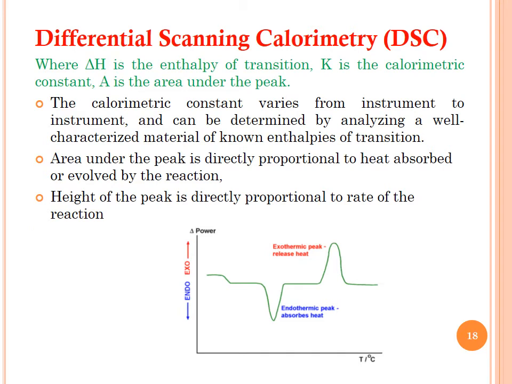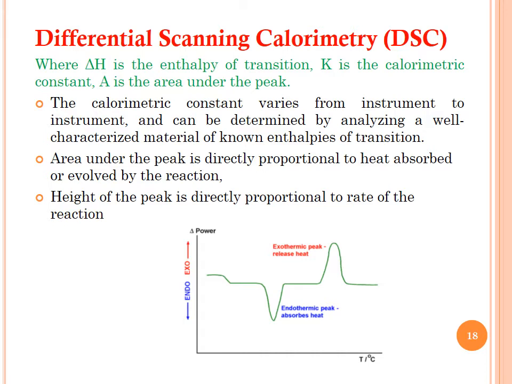where delta H is the enthalpy of the transition, K is a calorimetric constant, and A is the area under the peak. The calorimetric constant varies from instrument to instrument and can be determined by analyzing a well-characterized material of known enthalpy of transition. The area under the peak is directly proportional to the heat absorbed or evolved by the reaction. Height of a peak is directly proportional to the rate of the reaction. From the graph you can say.